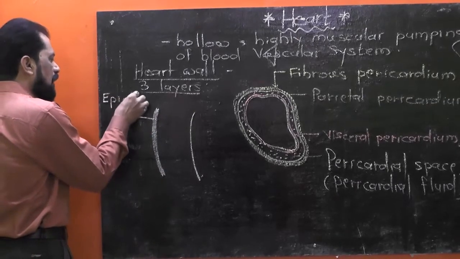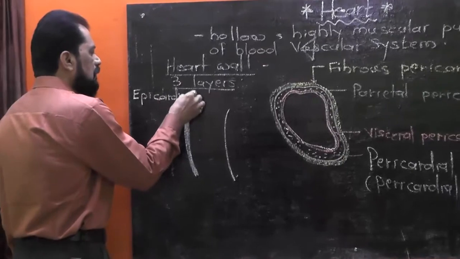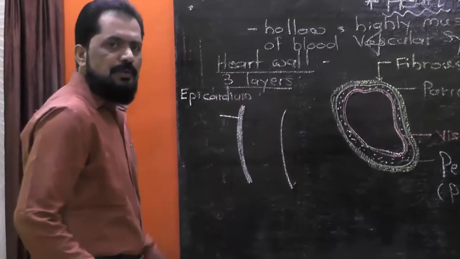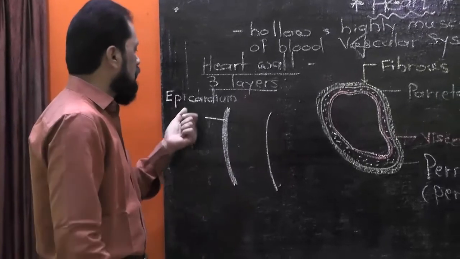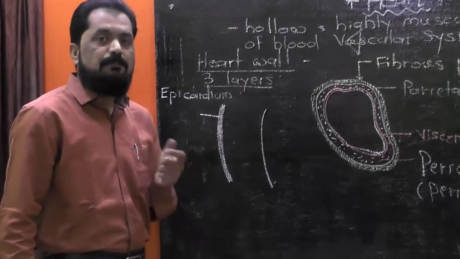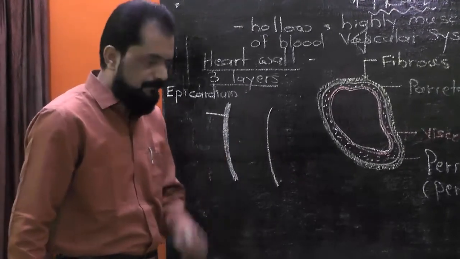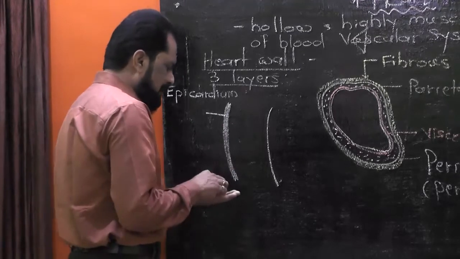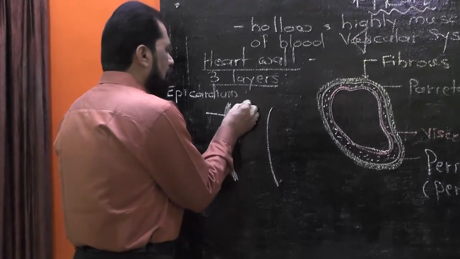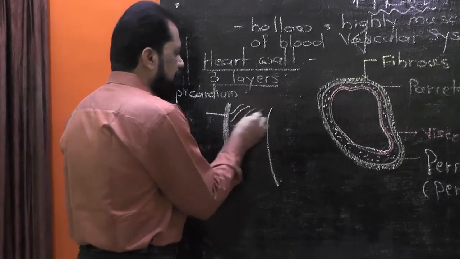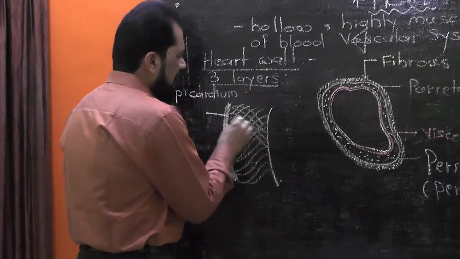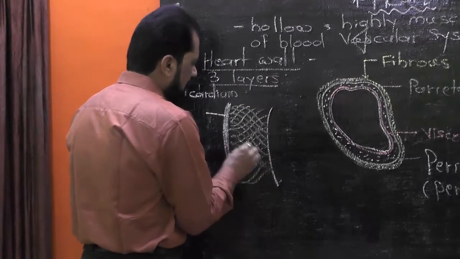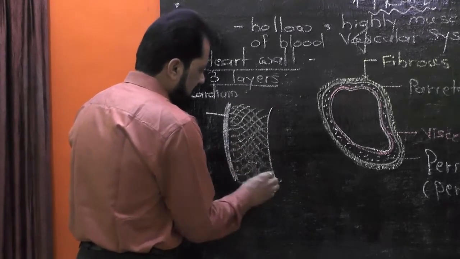Epi stands for above or outer. So this layer forms the outer layer of heart wall, hence known as epicardium. It may be called the mesothelium. The middle layer is made up of a thick layer of cardiac muscles. The middle layer is formed of cardiac muscles.